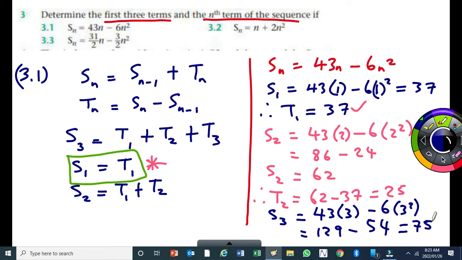Because S2, this is S2, it's not T2. S2 means the sum of 2 terms of the sequence. But what's the first term? The first term is what? 37. What will be the second term? You subtract the first term from the sum of the first 2 terms. Are you following that?